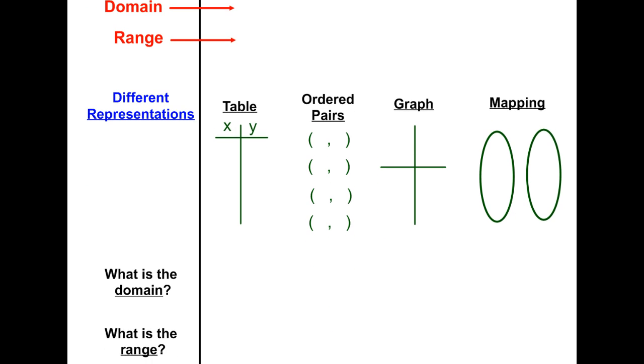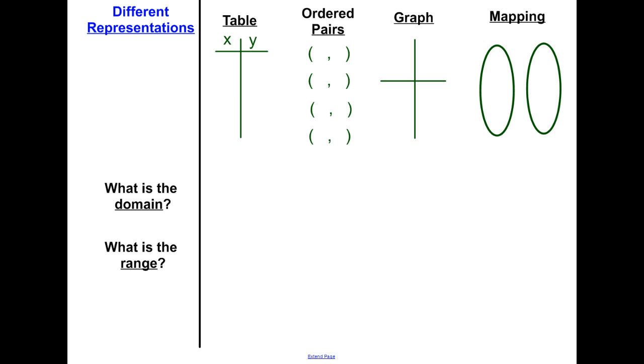And when we're talking about a relation, we're talking about mapping. Here are the different kinds of representations that we have: a table, ordered pairs, a graph, and mapping. Again, I'll go over examples of these in a little bit, so you can be patient. We'll get to that, I promise. First thing, let's talk about what the domain is and what the range is.